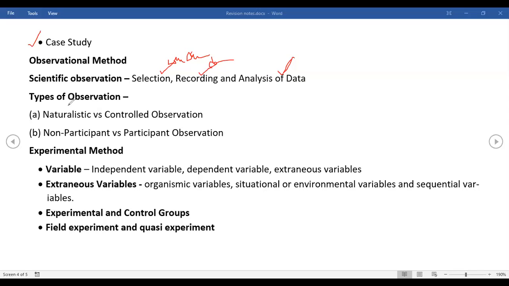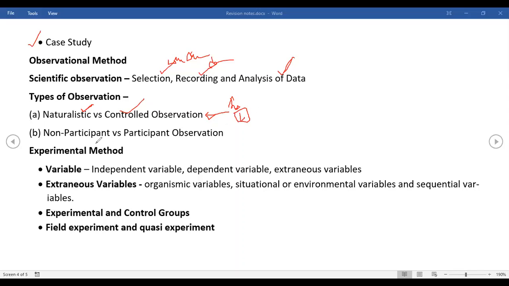What are the types of observation? Naturalistic and controlled. Naturalistic is done like in a stadium. It is not a laboratory. It is not a setting. It is completely natural and close to the regular behavior of human beings. But what is controlled observation? You will have control. It is instruction based, or in a confined room like a laboratory.